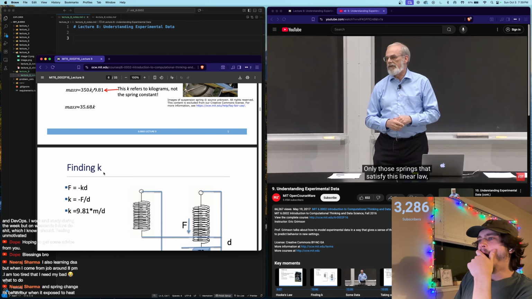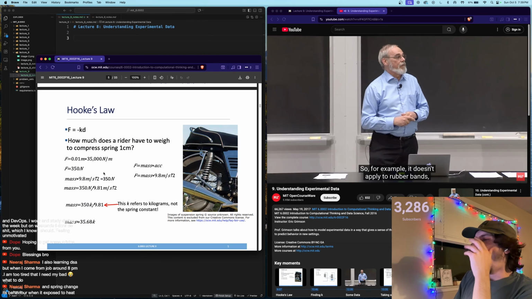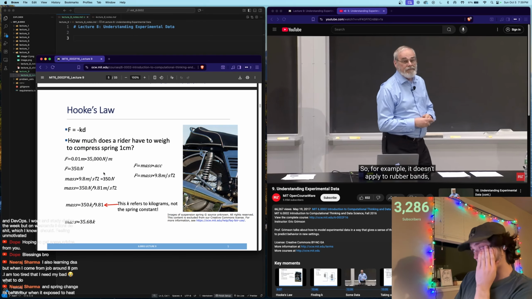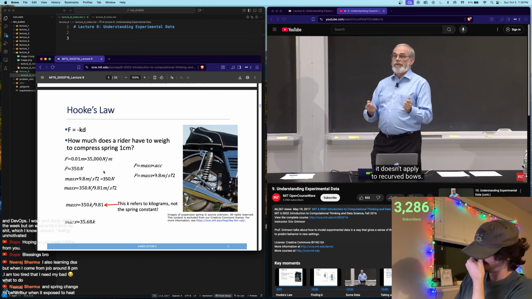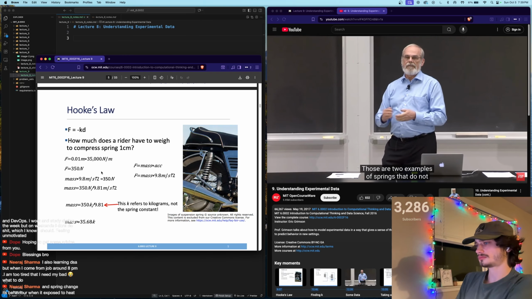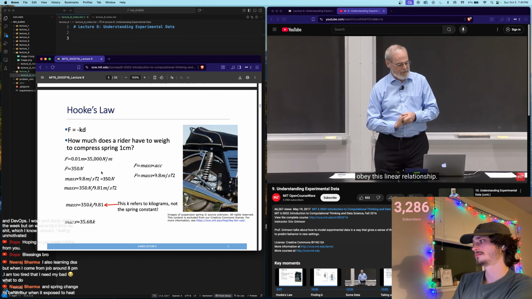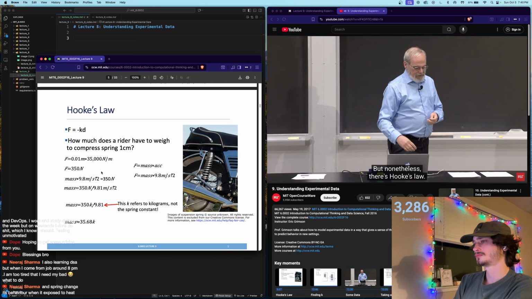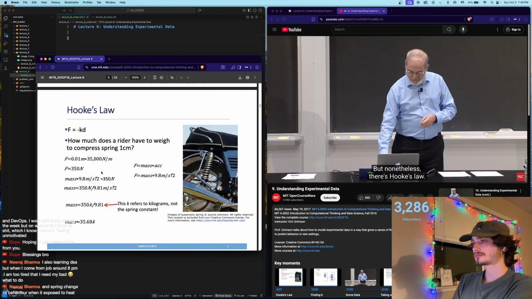So it doesn't hold completely, and it also doesn't hold for all springs, only those springs that satisfy this linear law, which are a lot of them. For example, it doesn't apply to rubber bands or recurve bows. Those are two examples of springs that do not obey this linear relationship. But nonetheless, there's Hooke's law.